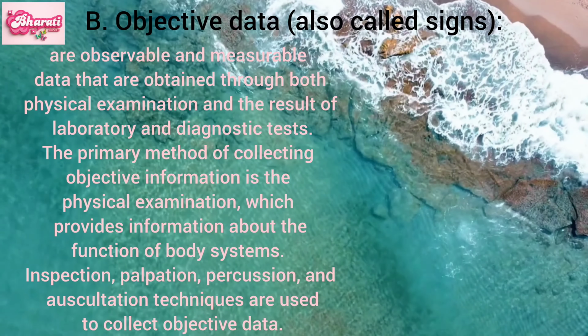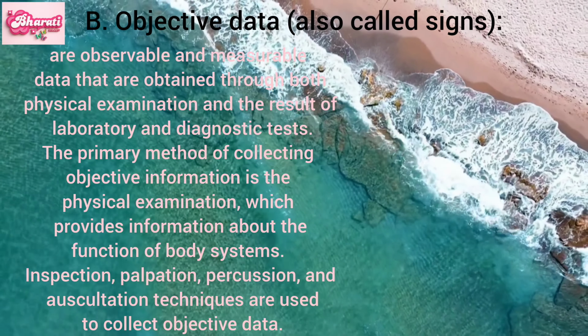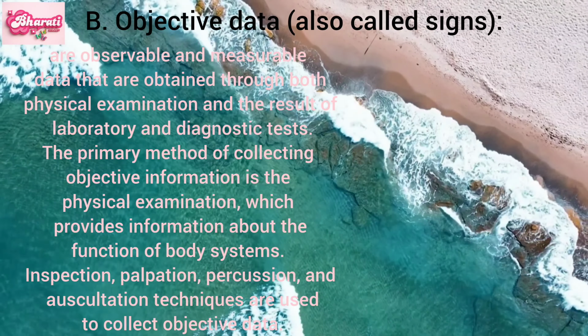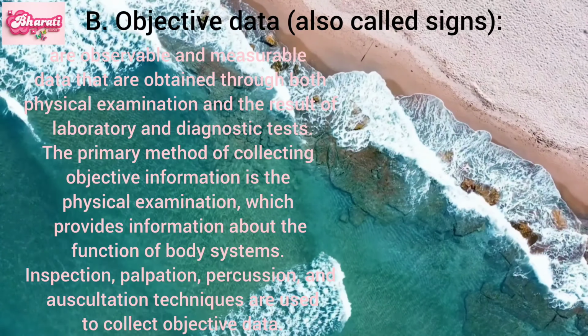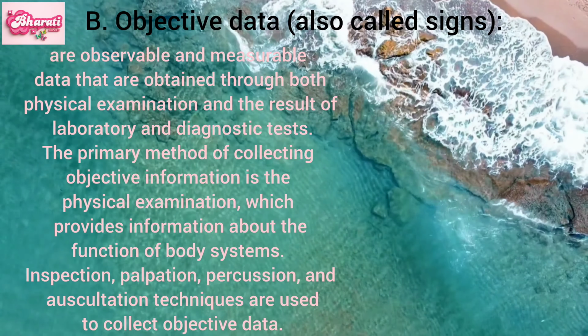B. Objective data, also called signs, are observable and measurable data that are obtained through both physical examination and the result of laboratory and diagnostic tests. The primary method of collecting objective information is the physical examination, which provides information about the function of body systems. Inspection, palpation, percussion, and auscultation techniques are used to collect objective data.